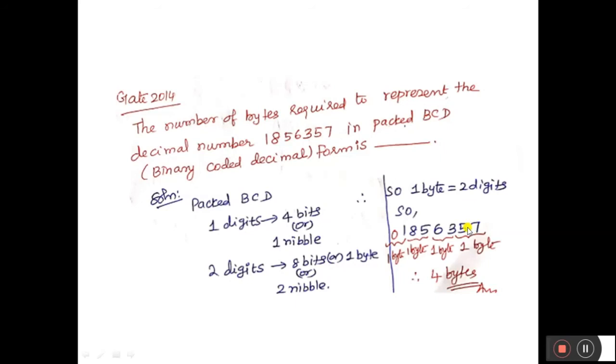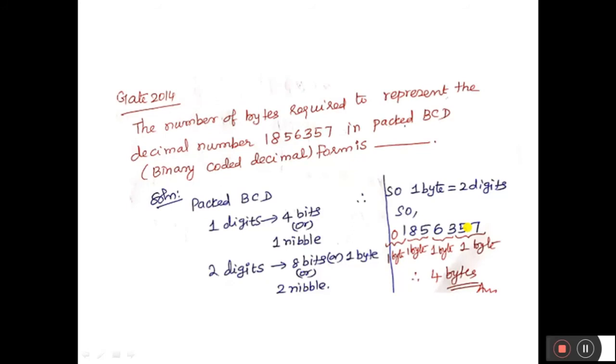Next one, this question asked in GATE 2014. The number of bytes required to represent the decimal number 1856357 in packed BCD, binary coded decimal form, is dash.